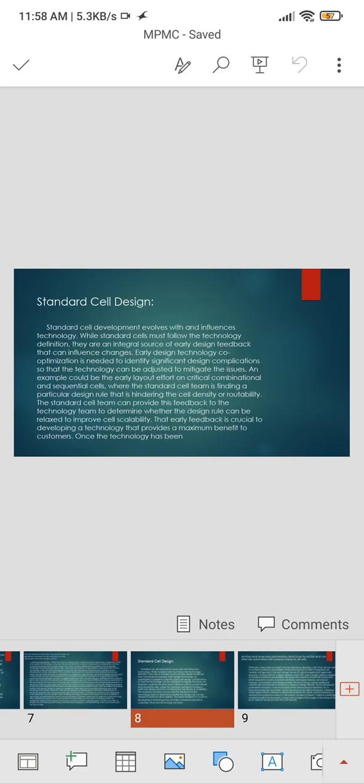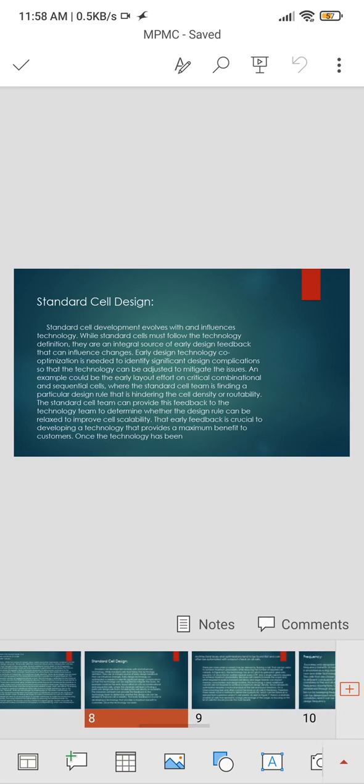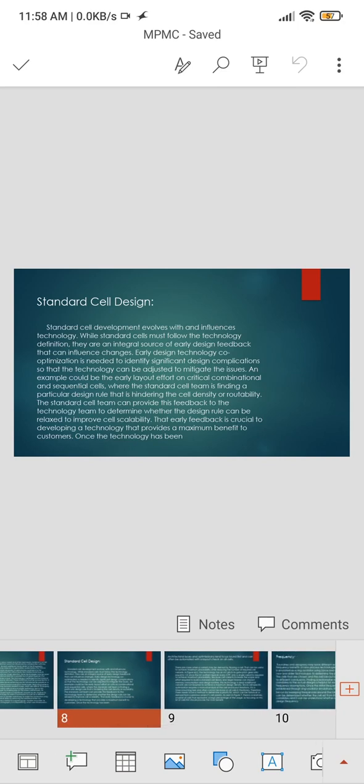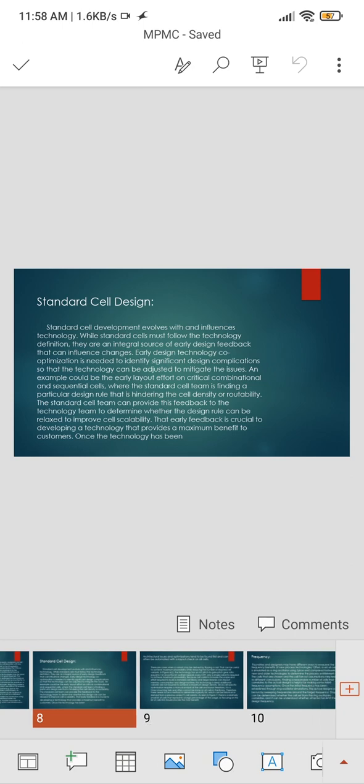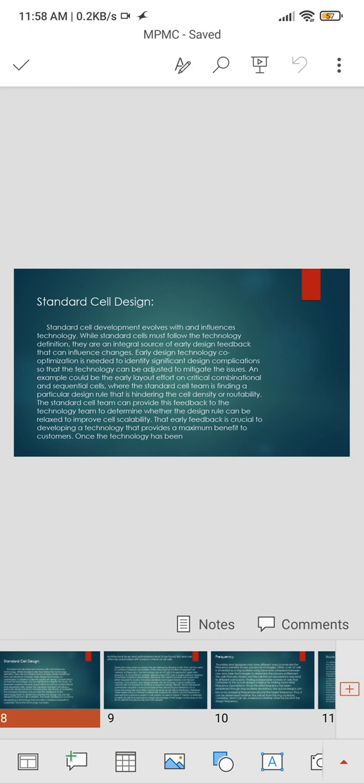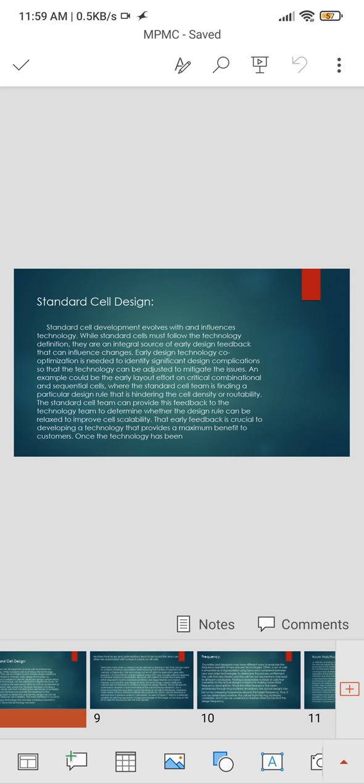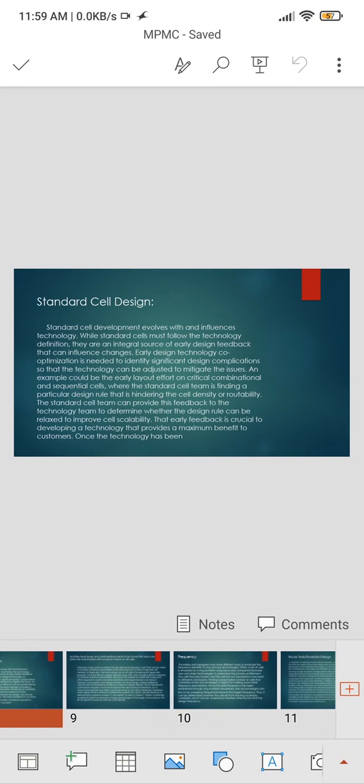Standard cell design. Standard cell development evolves with an influence on technology. While standard cells must follow the technology definition, they are integral sources of early design feedback that can influence changes. Early design technology co-optimization is needed to identify the significant design complications so that the technology can be adjusted to mitigate the issue.